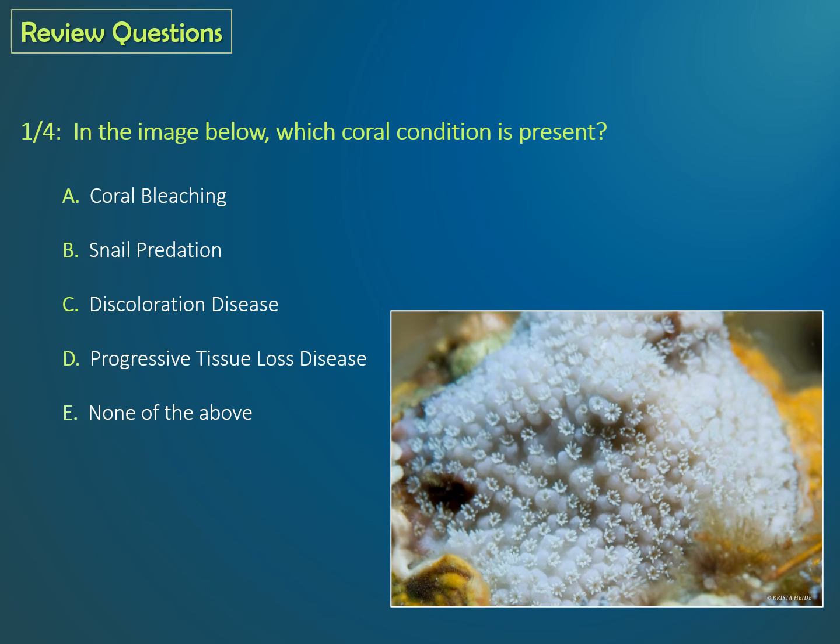Okay, here we go with the quiz. Question 1, in the image below, what is the coral condition present? A is coral bleaching, B, snail predation, C, discoloration disease, D, progressive tissue loss, or E, none of the above? If you said A for coral bleaching, you're correct.